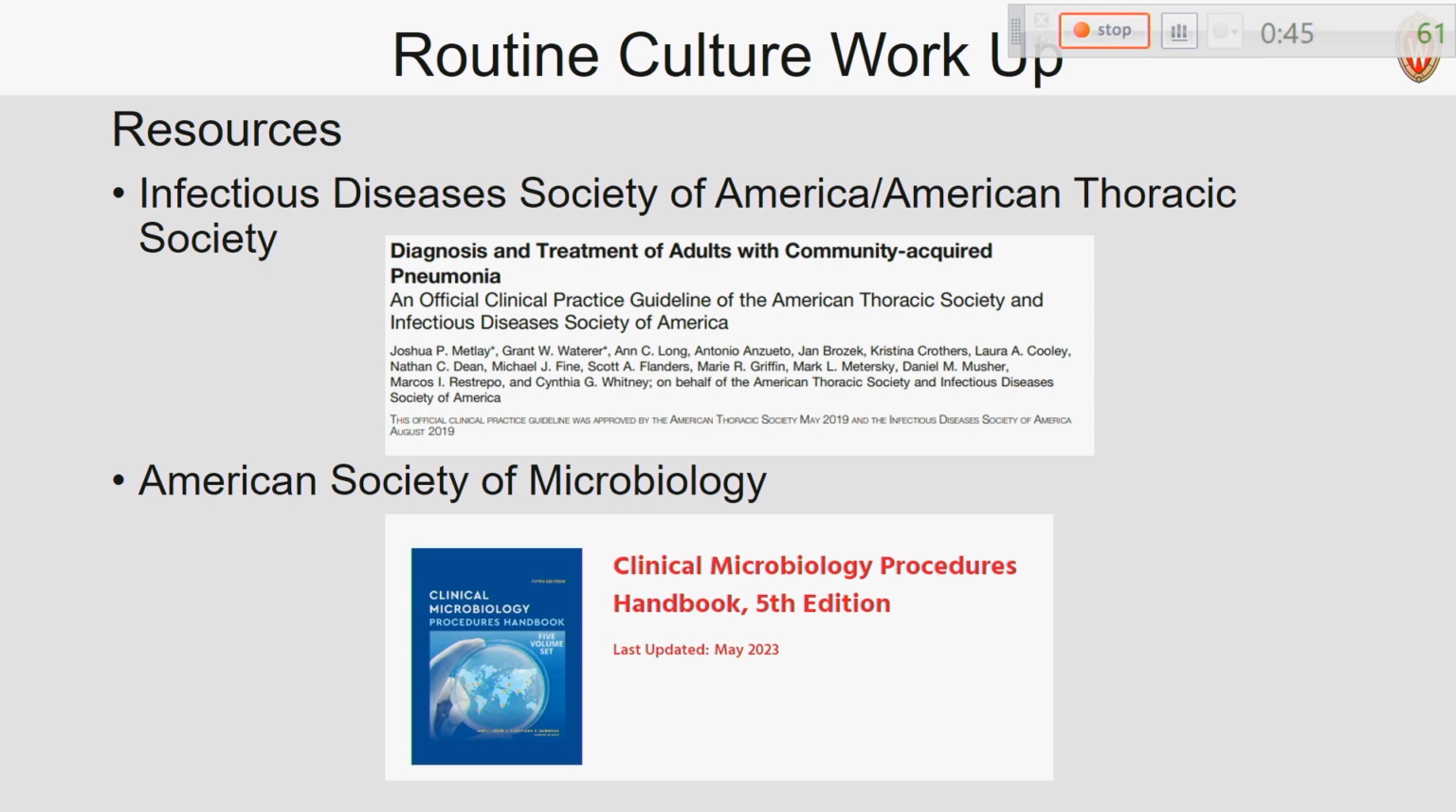Okay, so as Tyler had said before, I do not consider myself an expert in this. I'm a working microbiologist, but definitely not an expert in lower respiratory tract specimens. I want to let you know where I got some of the information from, and things that might be resources for you: the Infectious Disease Society of America, along with the American Thoracic Society, came out with new guidelines in 2019 regarding diagnosis and treatment of community-acquired pneumonia. And Tyler had referenced multiple times, and I think Eric did this morning, the ASM came out with a new Clinical Microbiology Procedures Handbook last May, and this is the 5th edition.